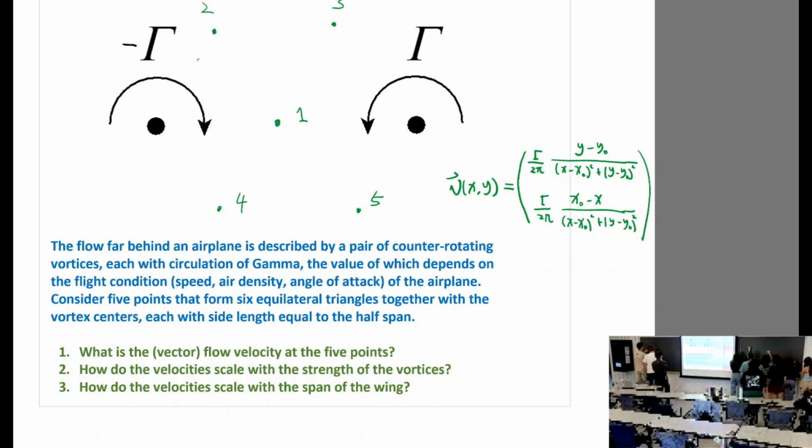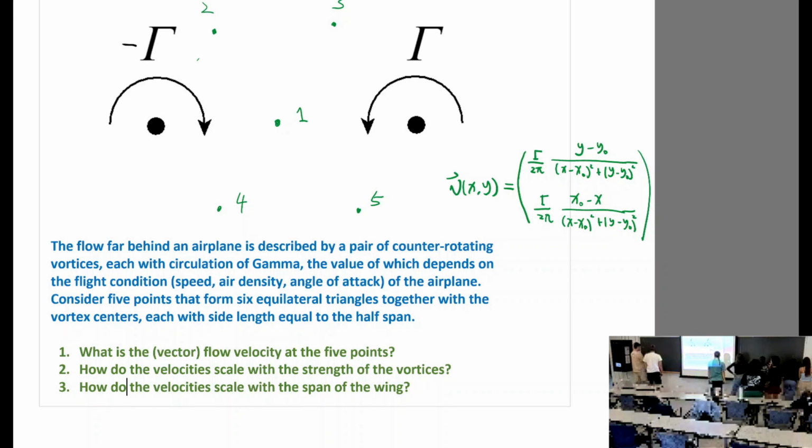So you are calculating the velocity at the first point. What is the XY coordinate of the first point? We said it was 0, 0. So this would go to 0. Oh wait, yeah, we forgot. That helps the calculation quite a lot. This is our y, so we have no y.